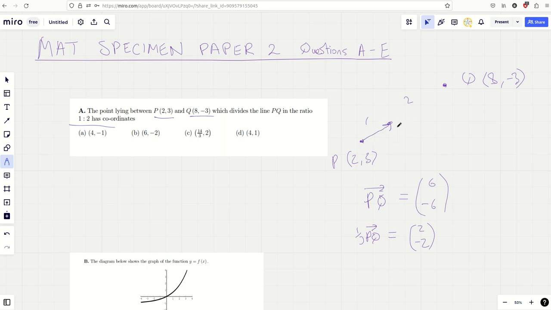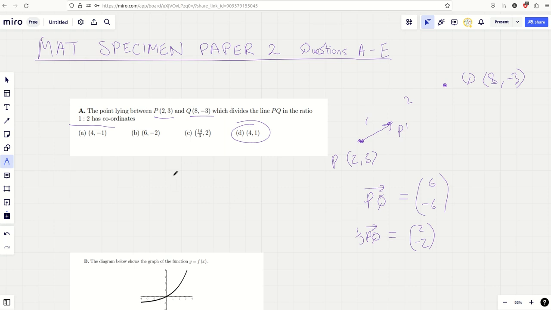Now that's not the final coordinate. You obviously have to add that onto the end of this because P is at 2, 3. We're essentially going up to P and then we're moving from P to Q. Sorry, yeah, 1/3 of PQ because we're looking for this point. Let's call it P dash. And so I hope you can see you just need to do 2, 3 plus 2, minus 2, and that gives you 4, 1. So it's D, yeah?